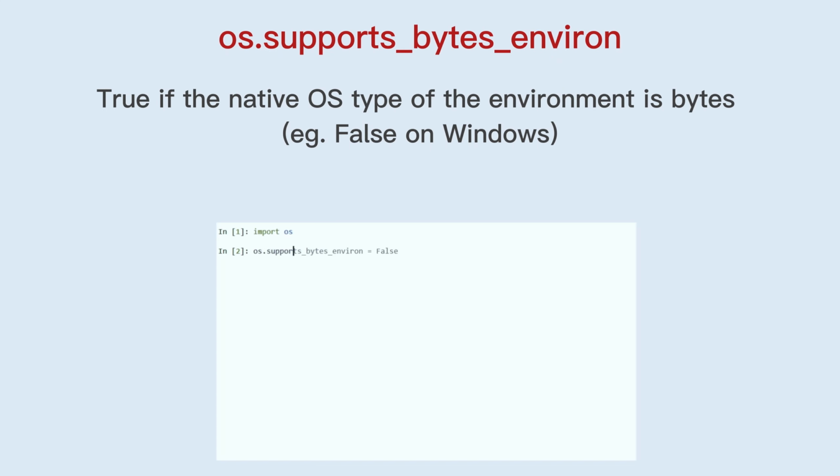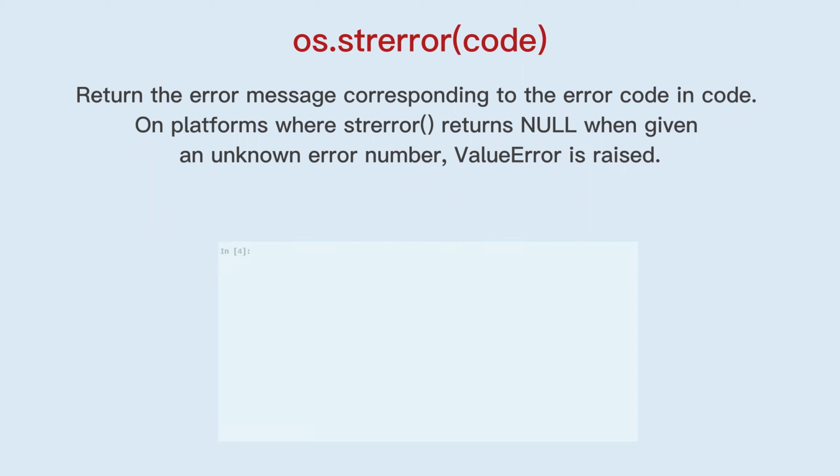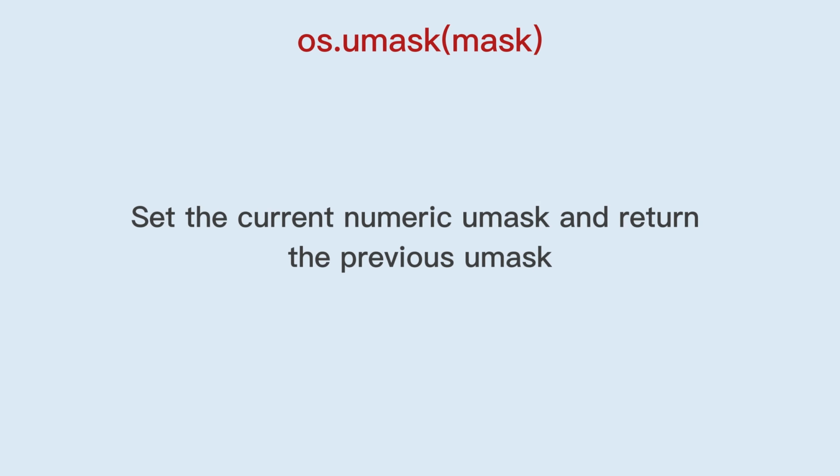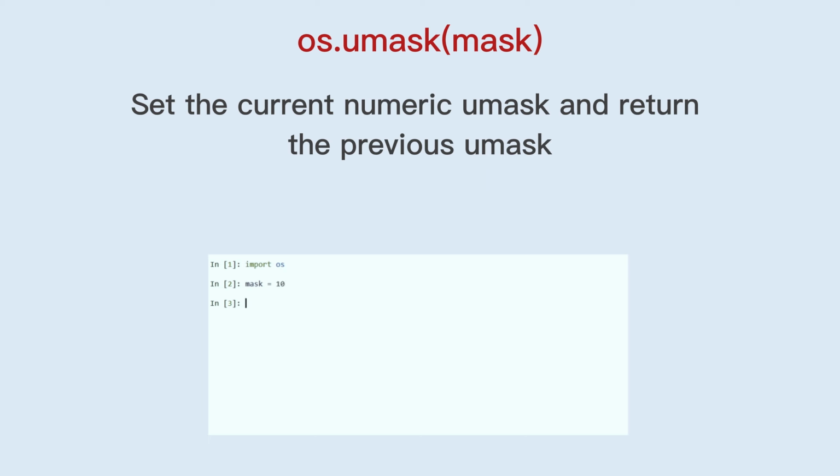os.supports_bytes_environ: True if the native OS type of the environment is bytes, for example False on Windows. os.strerror: return the error message corresponding to the error code. On platforms where strerror returns NULL when given an unknown error number, ValueError is raised. os.umask: set the current numeric umask and return the previous umask.